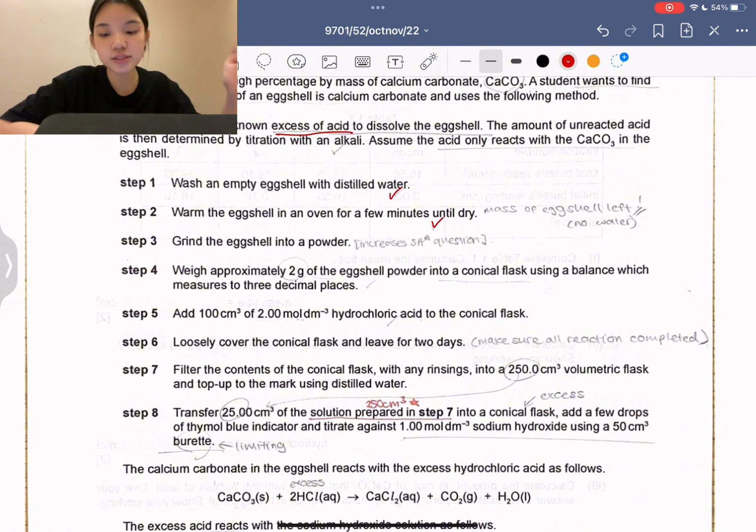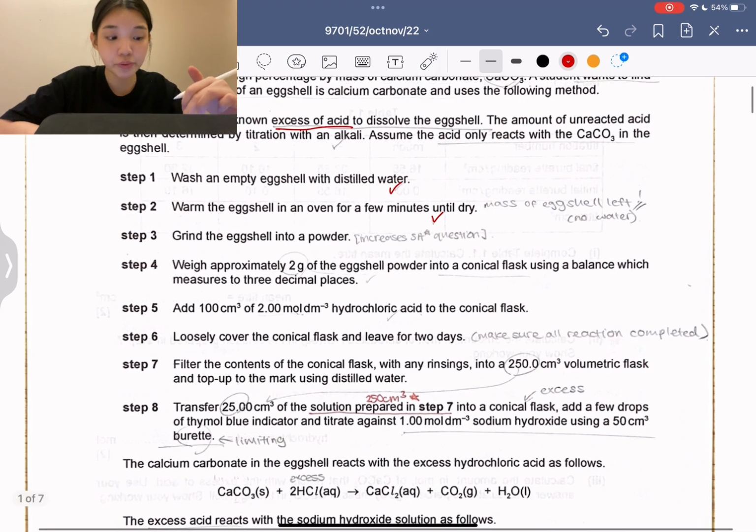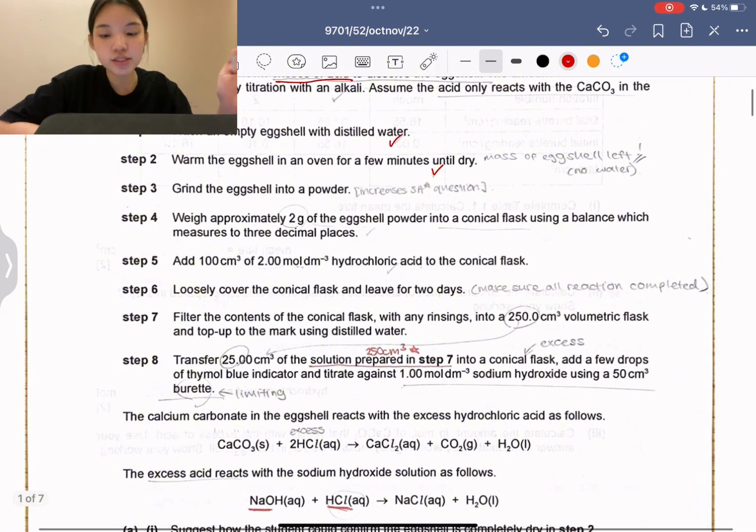over. Then step 3, grind the eggshell into a powder. Usually when there's a step like this, grind something into a powder, there's usually a question relating to surface area, which we will see in this paper. Then step 4, weigh approximately 2 grams of the eggshell powder into a conical flask using a balance which measures to 3 decimal places. This 3 decimal places is going to be used in a later question.